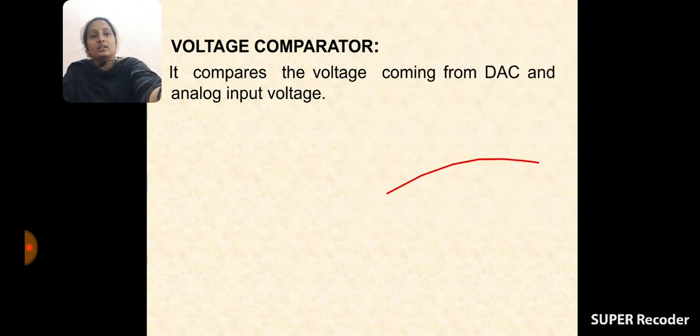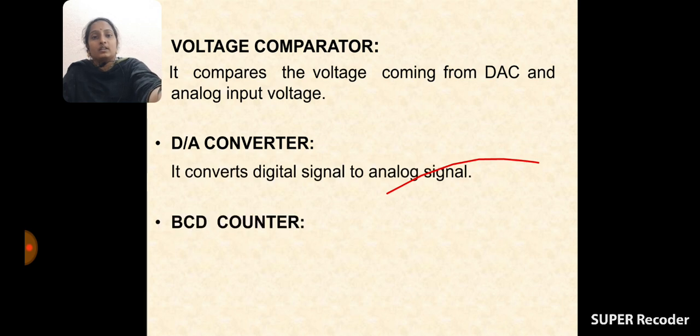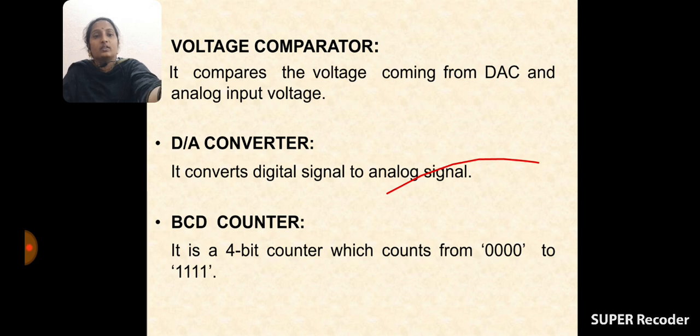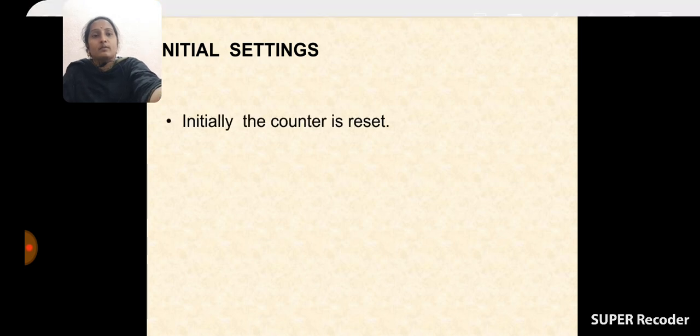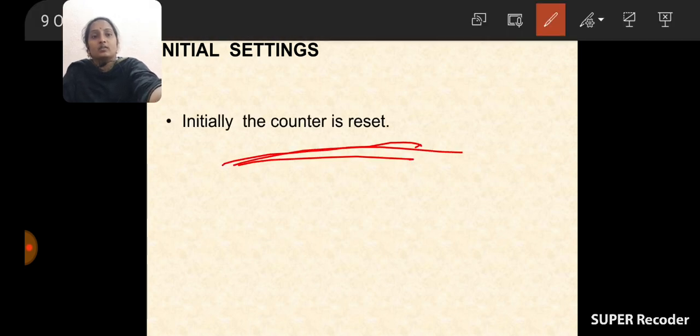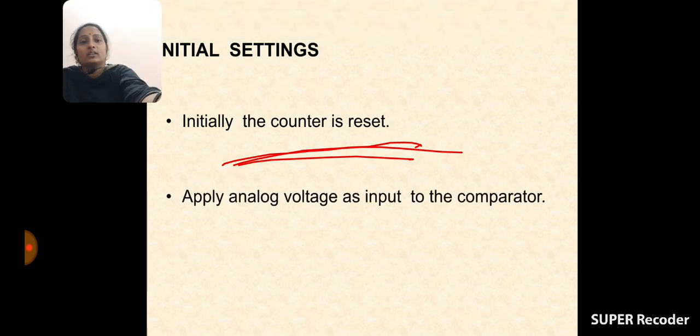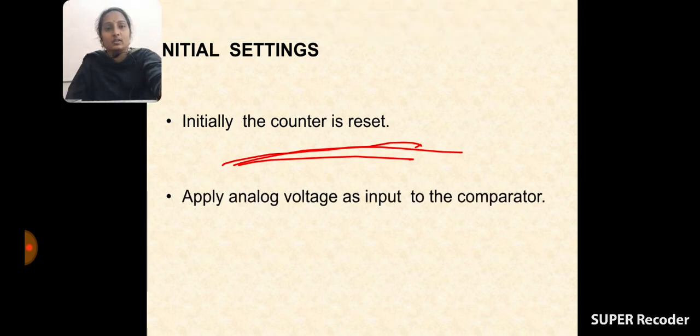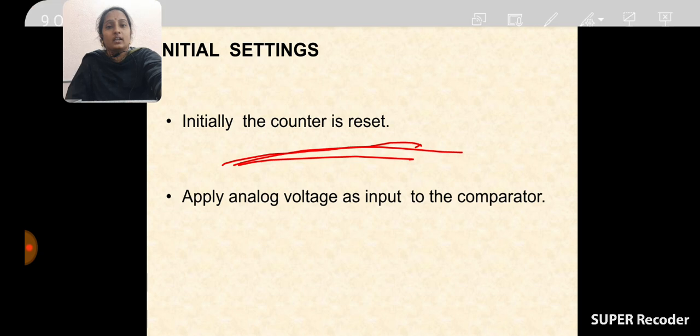Our next one is what? The D2A converter. Already I told you, it converts a digital signal to analog. The BCD counter counts the numbers from 0, 0, 0 to all ones. And for the initial setting, already I told you, first you reset the counter. What is the first prime function of the A to D converter? Resetting the counter. After resetting the counter, then you apply the analog input voltage to the comparator. Before resetting, you never apply the input voltage. After resetting, after getting 0, 0 across the counter only, we have to apply the analog input voltage.